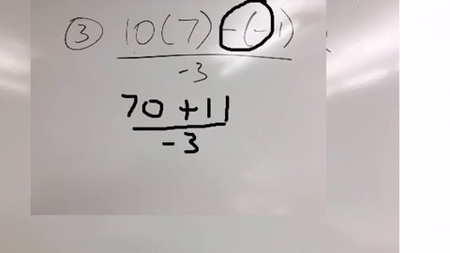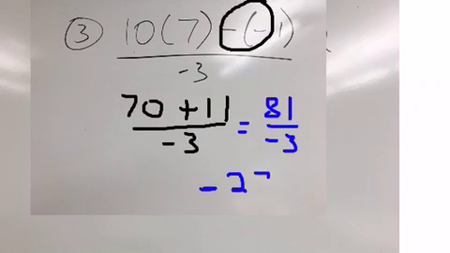70 plus 11, let's go blue. I like blue. 70 plus 11 is 81 divided by negative 3. And now I'm going to first think, is this answer going to be positive or negative? The answer is going to be negative, because I have a positive divided by a negative. And then 81 divided by 3. How many times does 3 go into 81? It goes in 27 times. Negative 27.